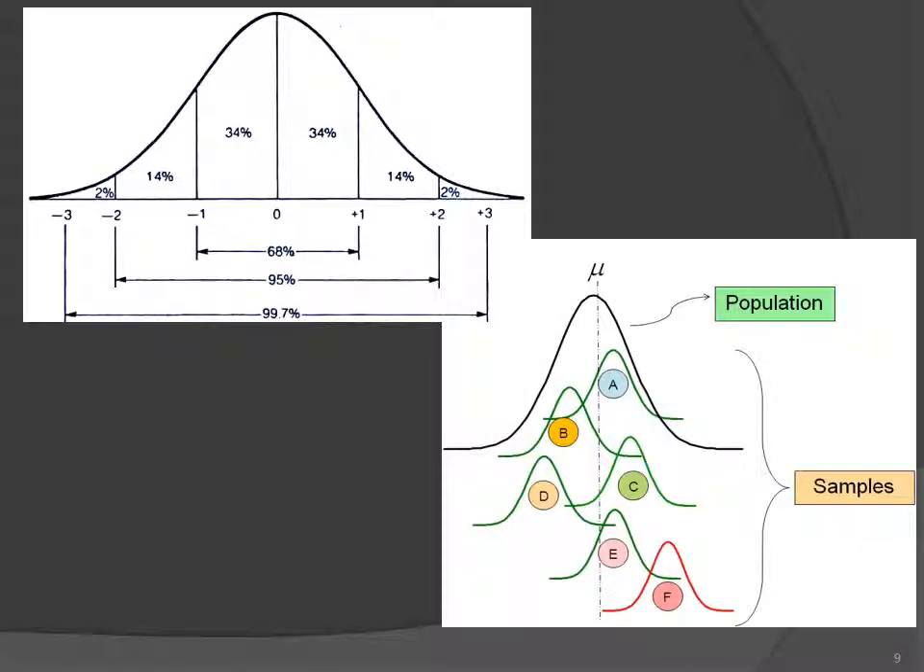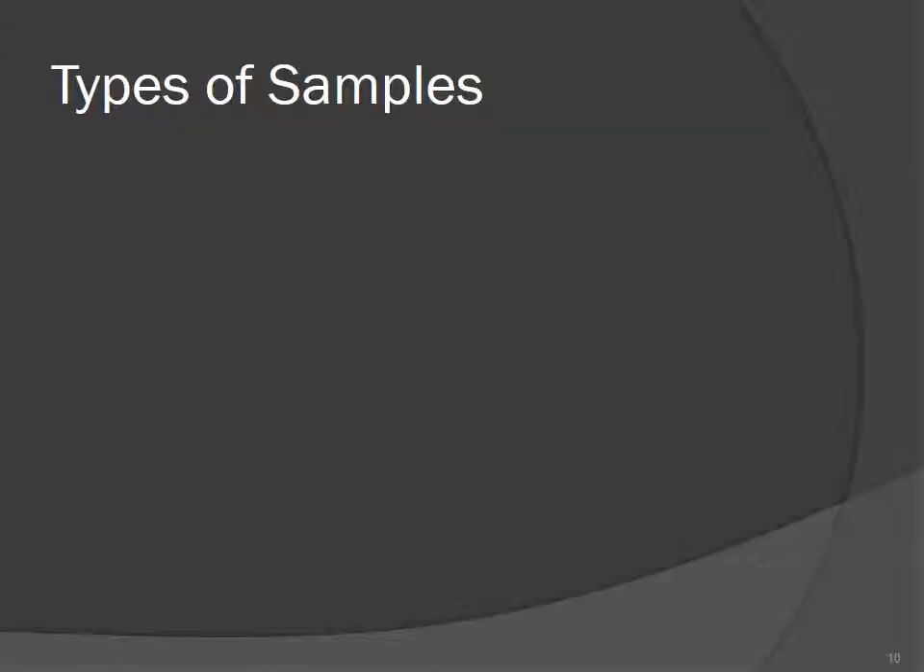So as you draw each sample, this would be sample A, B, C, D, E, etc. You would assume that over time all those samples together would have the same average as the population as a whole. Even though F is a little off, if you see it's a little off to the right, over time all the different samples are around the average, around the mean.